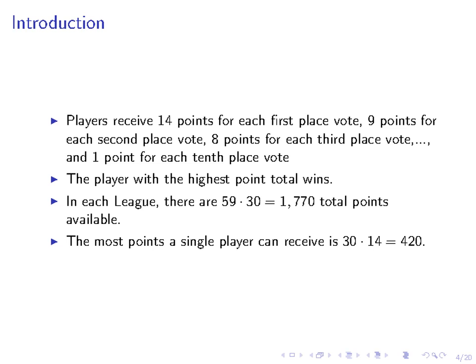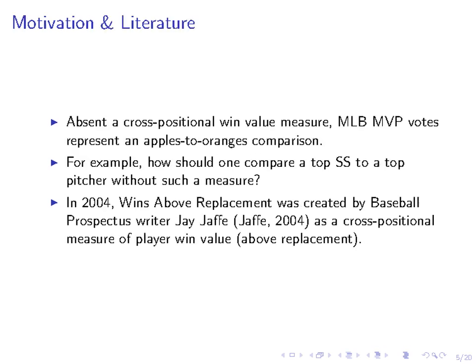So in each league there are 59 points on a ballot and there are 30 ballots, so there are 1,770 total points available. And the most points a single player can receive is, well, they can get 14 points for a first place vote and they can get up to 30 first place votes, so they can get up to 420 points.